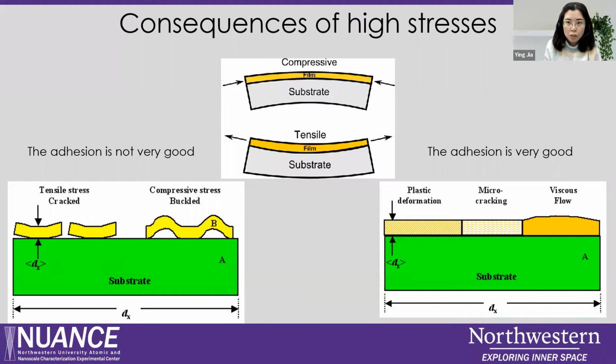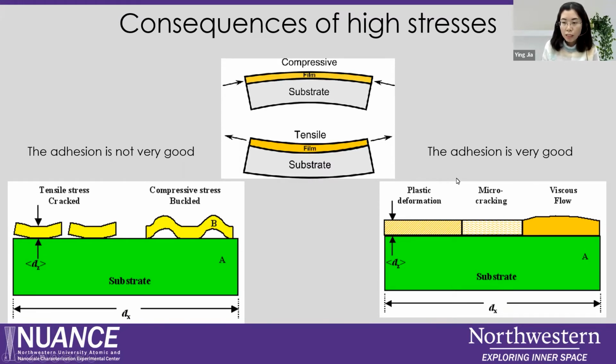So what's the consequence if you have a lot of stress? We talk about these two cases: one is compressive and one is tensile. Then we have two more splits: one is if you have good adhesion, where the film is very strong, and the other is where the adhesion is not very good, so the film is not strongly bonded to the substrate. For the tensile case, the film can crack. For the compressive case, the film can buckle and delaminate. This is the extreme case, and it will definitely break down your film or your device.